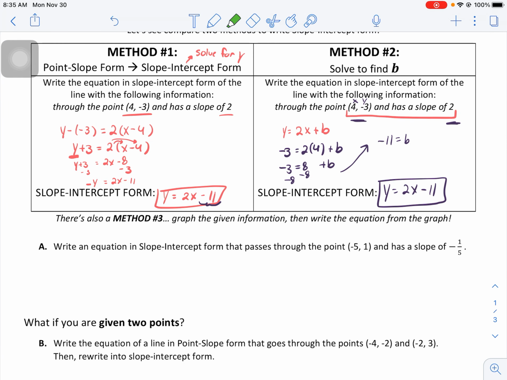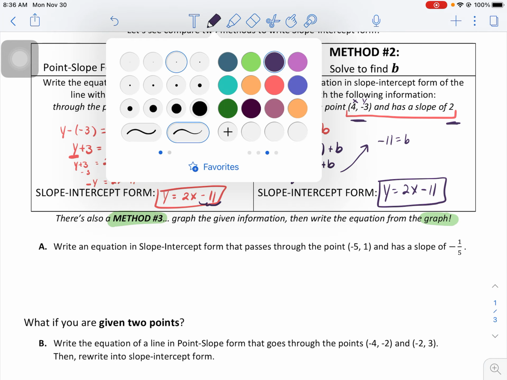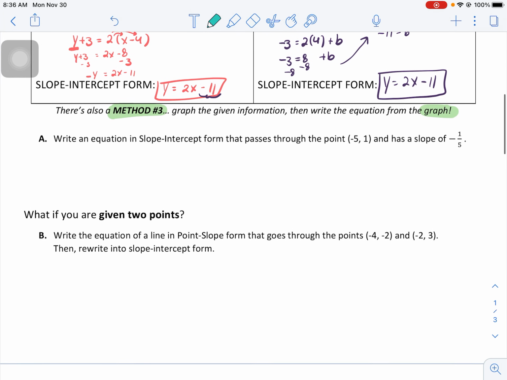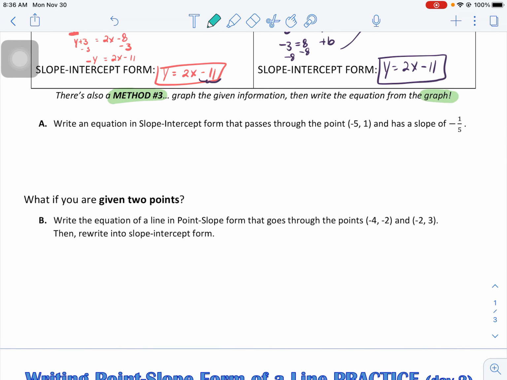There actually is a third method of doing this, right? And it's graphing, right? Method 3 would just be graph the information I give you. Find where it crosses the y-axis, okay? I'm not going to show you an example of that, but just have that in the back of your mind. If you're ever struggling, just graph it on a graph.